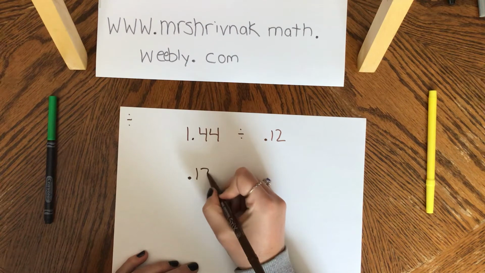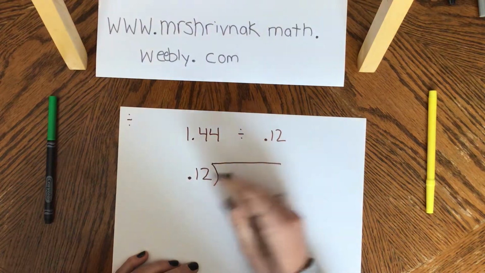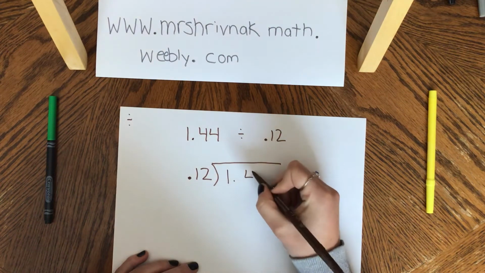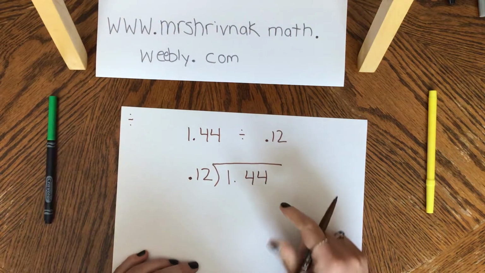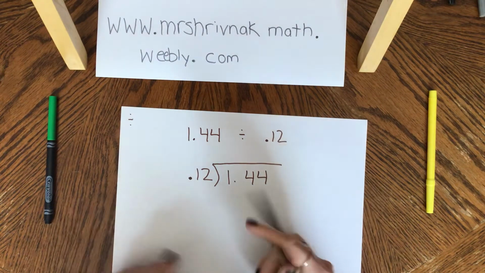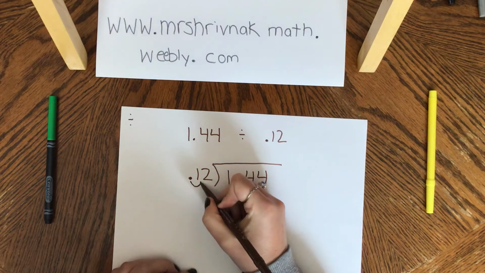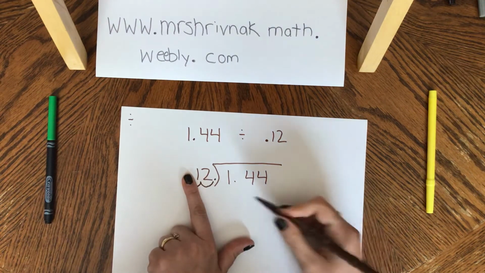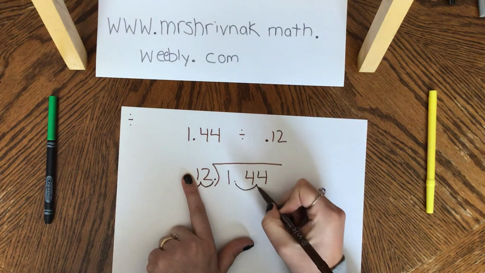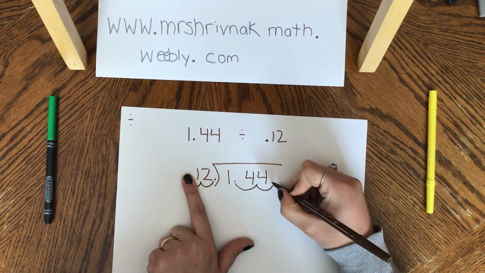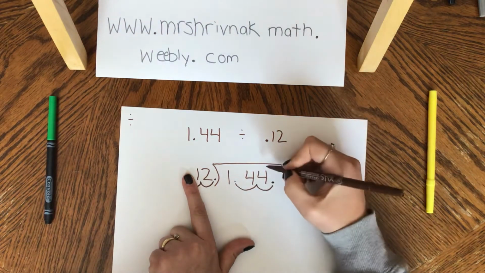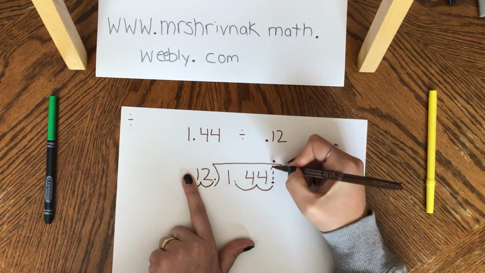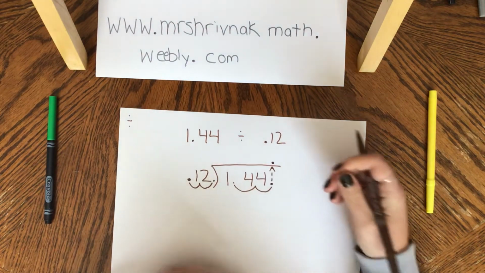So I have 0.12, or 12/100, divided into 1 and 44/100. Okay, so the rule for division is you need to make this a whole number. So I'm going to move over 2 spaces to make this 12. I do that over there, I must do that to my dividend also. I'm going to move that over here, 2 spaces, and then I bump it straight up. So I bump up that decimal point.